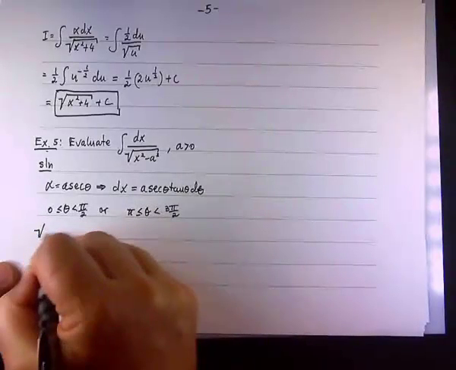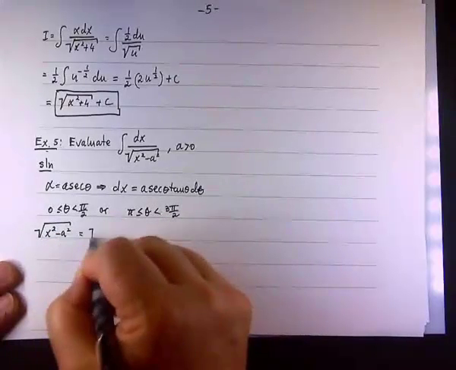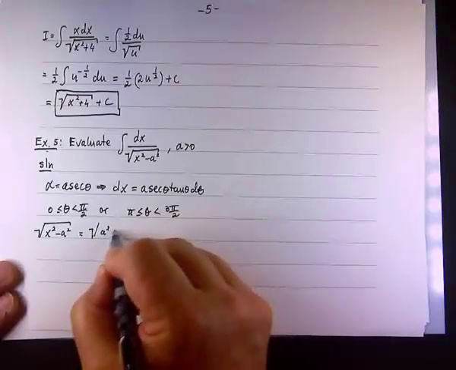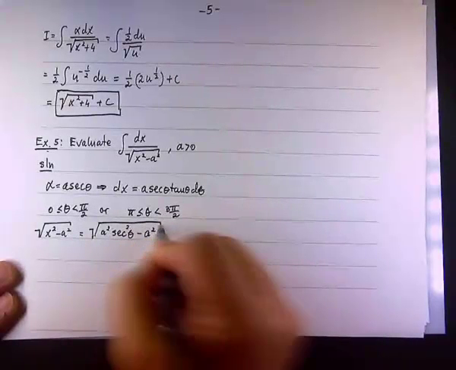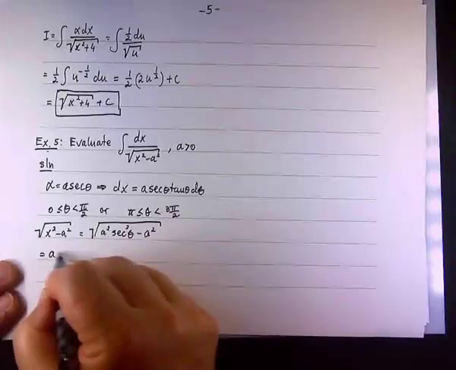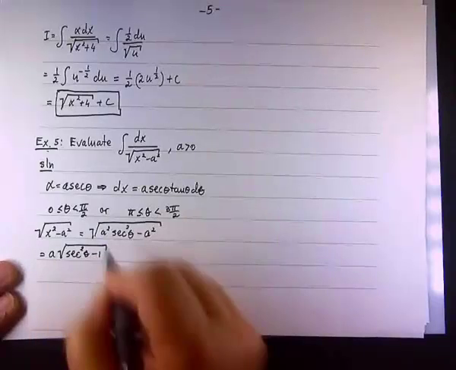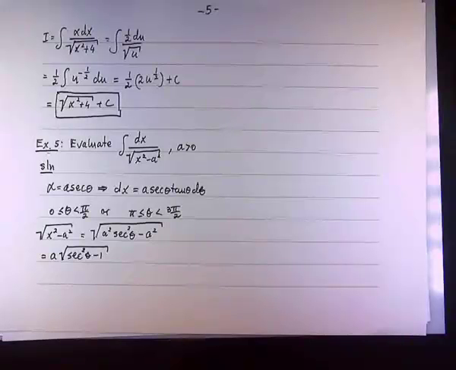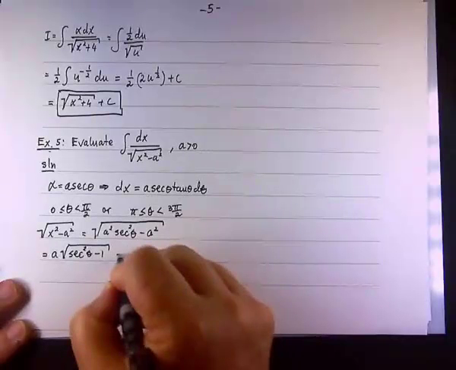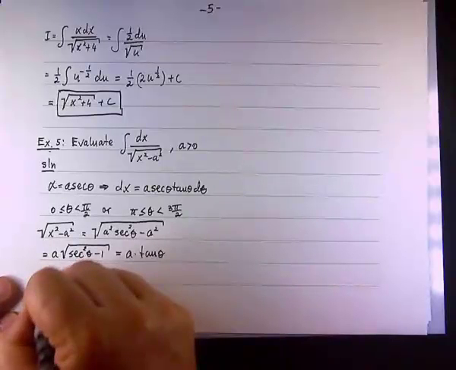And now let's look at the denominator and see what happened. X squared minus a squared will give you the square root of a squared secant squared theta minus a squared. Of course, factor out the a squared and you end up having a square root of secant squared theta minus 1. Now, do you remember how we substitute secant squared minus 1? With the tangent. Right. So we end up having a times tangent theta.